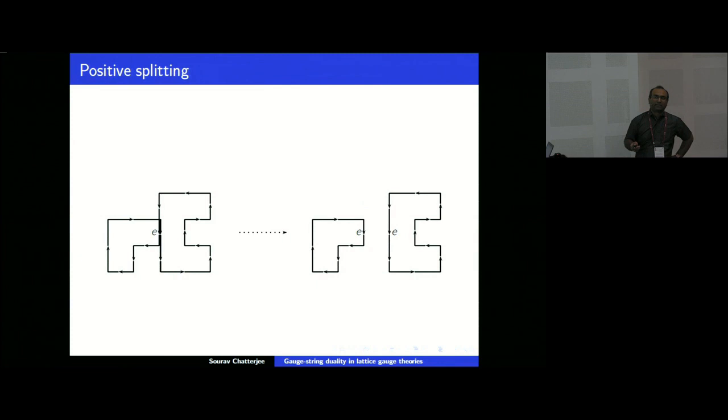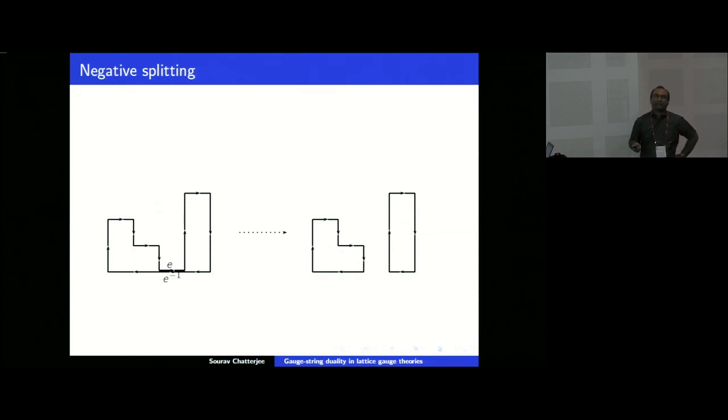And then you have the splittings, which is again the same loop. If there's a single loop and it passes through the same edge twice, you can split it and make it two loops, but without erasing any edge. Okay, so that's a positive splitting.